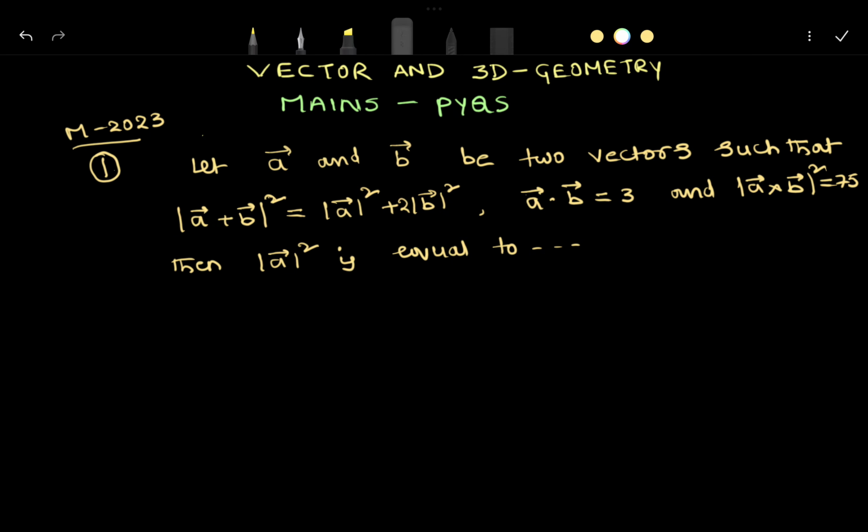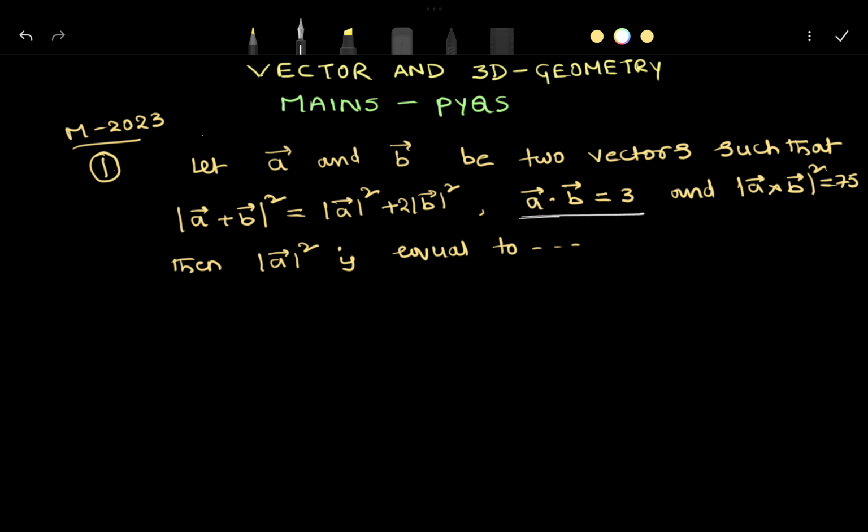In this video, we are going to discuss PYQs from the vectors and 3D chapters. Let a bar and b bar be two vectors such that modulus of (a bar plus b bar) whole square is equal to modulus of a bar whole square plus 2 into modulus of b bar whole square.